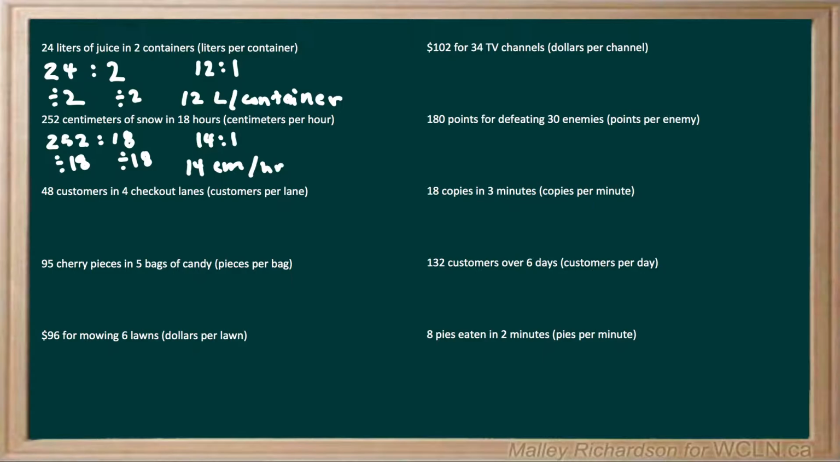48 customers in 4 checkout lanes, and we need to find how many customers per lane. So we first start off with our ratio of 48 customers to every 4 lanes, and then we need to divide this by 4 to get our unit ratio of 1, and then divide this by 4, where 48 divided by 4 is 12, and then 4 divided by 4 is 1. So our final answer is going to be 12 customers per lane.